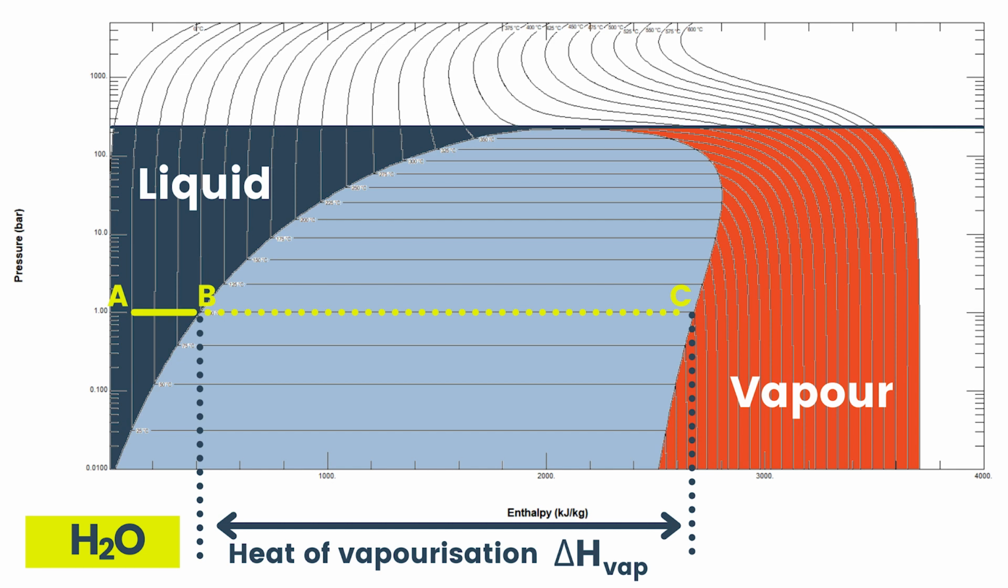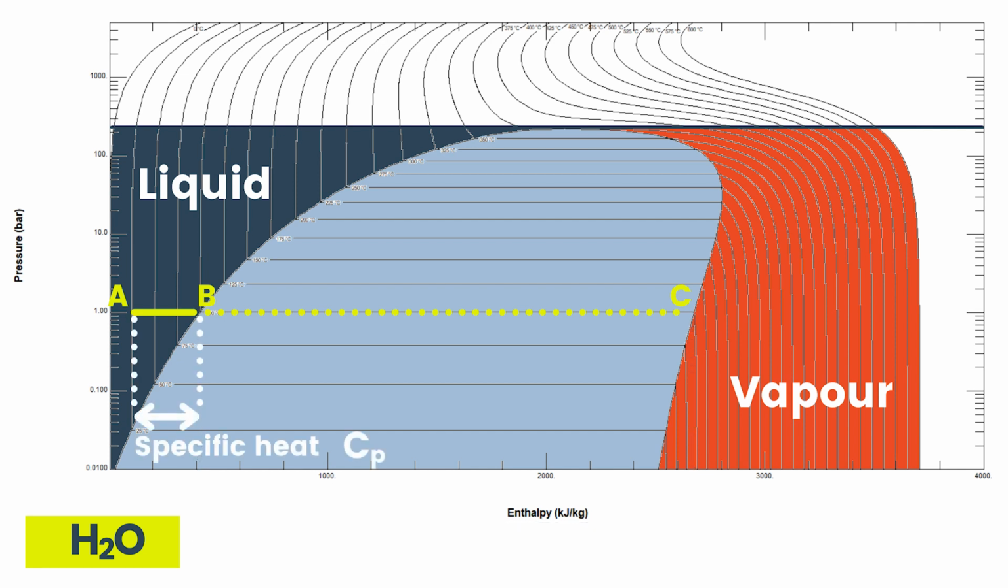We can do a similar thing with points A and B. The amount of energy needed to heat up the liquid water from A to B is known as the specific heat of the water. This is given the symbol Cp, and this should start making sense now because Cp is the specific heat at constant pressure, and like I said earlier, all constant pressure lines are horizontal. I should say that the distance between A and B is actually not the specific heat, because specific heat is for 1 degree change, whereas A and B represents a 75-degree change. But you get the idea.